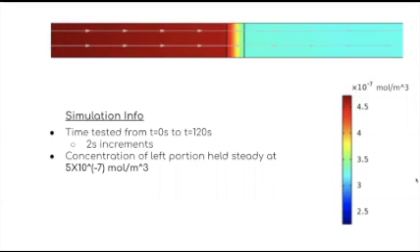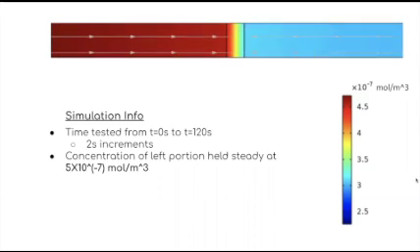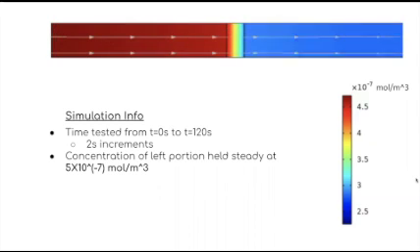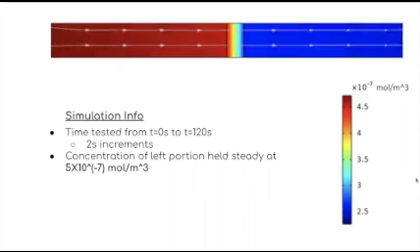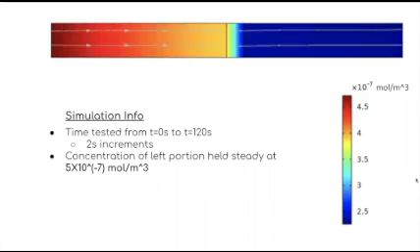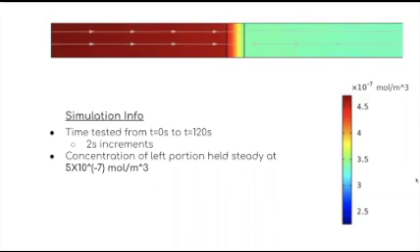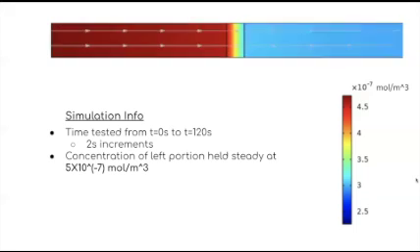At the top here is the actual simulation itself. This was done by testing times from t equals 0 seconds to 120 seconds at 2-second increments. To note, the concentration on the complete left side was held steady at 5 times 10 to the negative 7th moles per meter cubed. In addition, you can see in the simulation that the mask slows down and prevents some of the particles from getting through. However, over longer periods of time, it does get contaminated in the fresh air section.